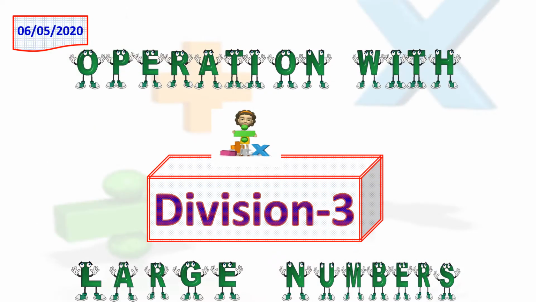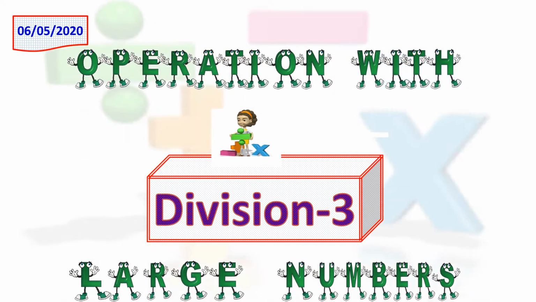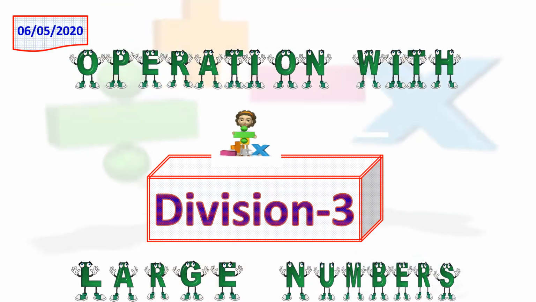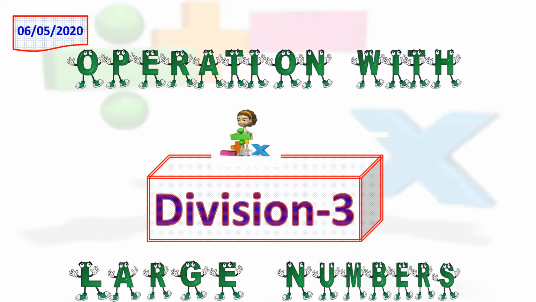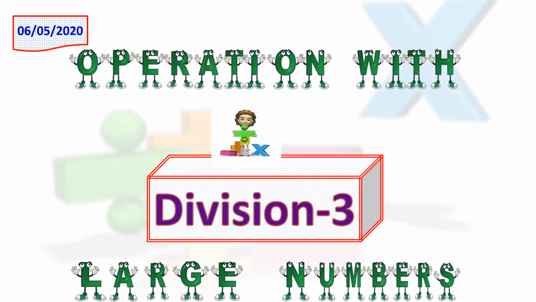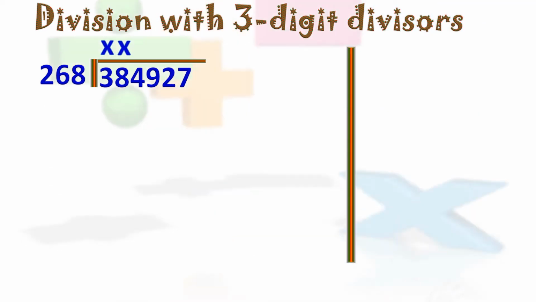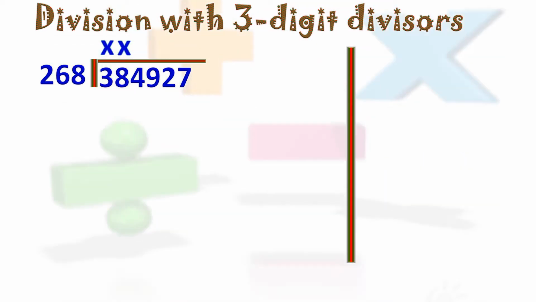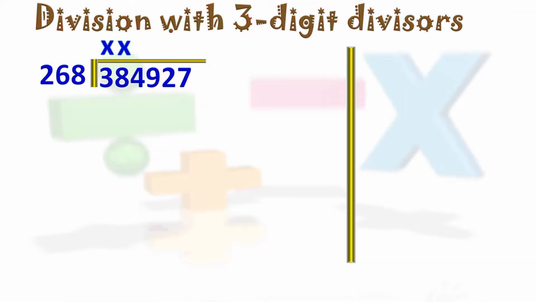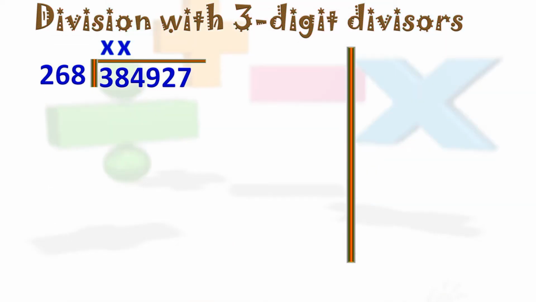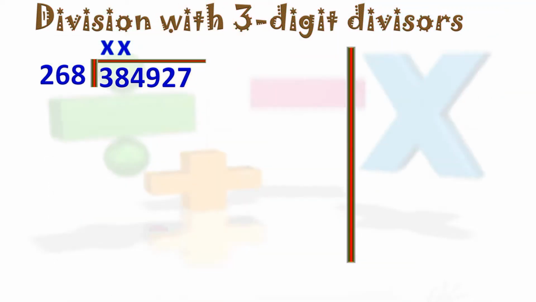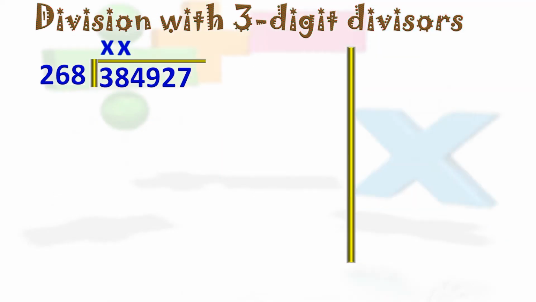Good morning, students. Today we are going to do the third module of division, which involves division by three-digit divisor. It is just the same as that of two-digit divisor. Let us divide 384927 by 268. Just like the two-digit division, we have to start from the left side of the dividend.